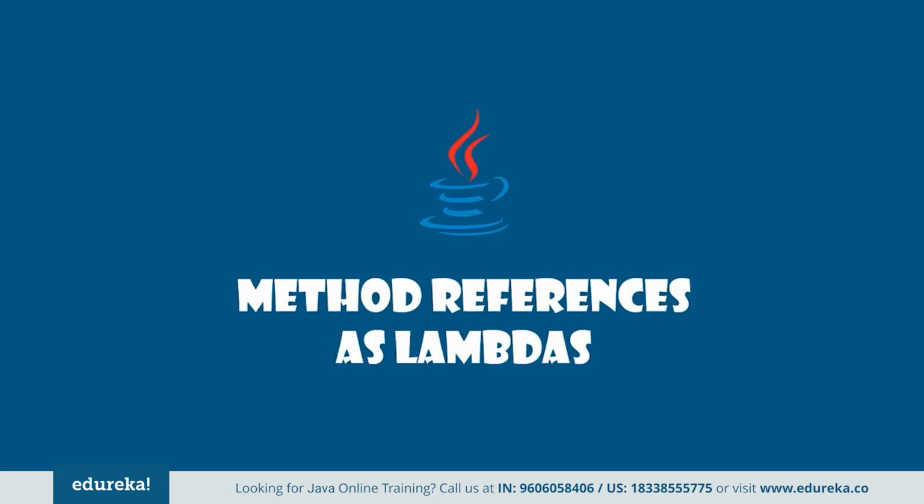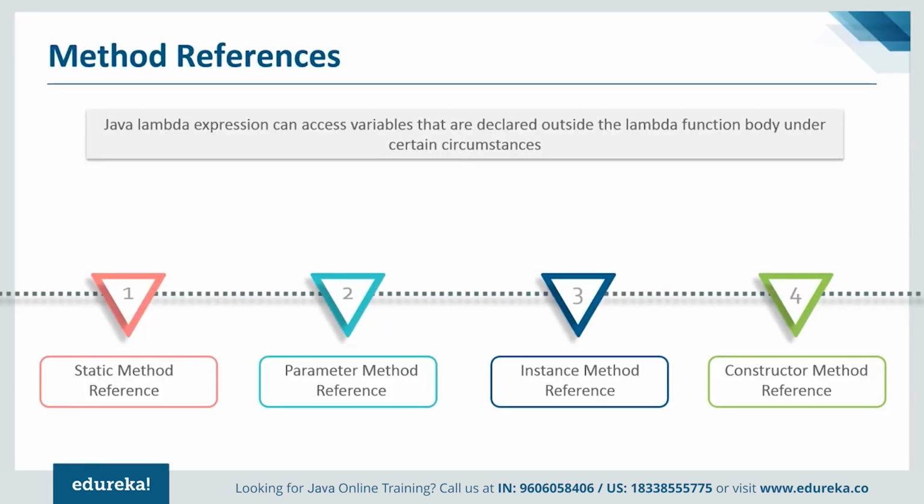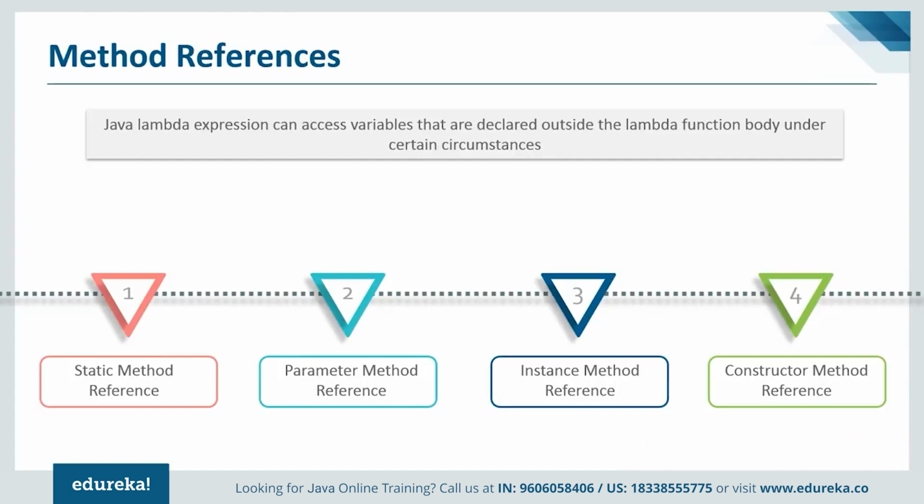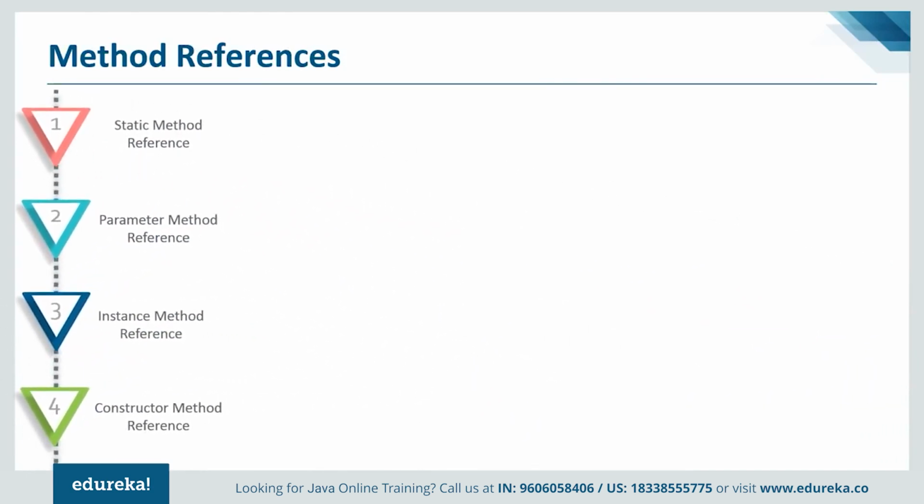So this becomes more compact, and you can say it is an easier form of lambda expression. Typically, when we are talking about method references, there can be a reference to a static method. We can have a reference to a parameter method. So what does it mean? We can have methods with parameters. We can have a reference to an instance method, that's the method for the object, and we can even have a reference to a constructor. So how is this going to work? These are the four different concepts.